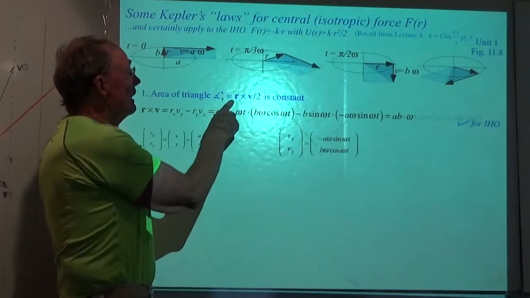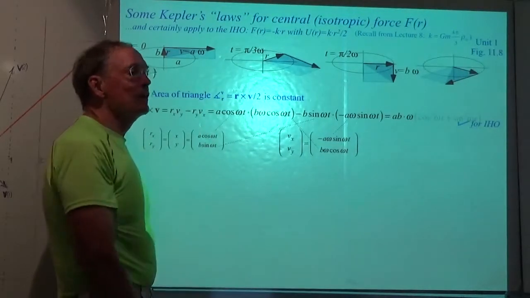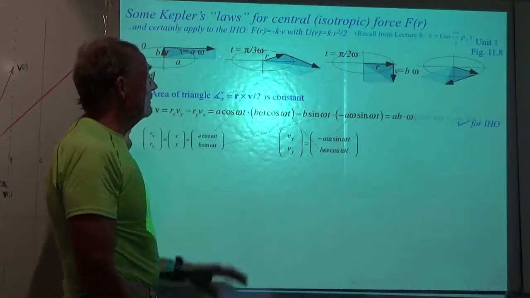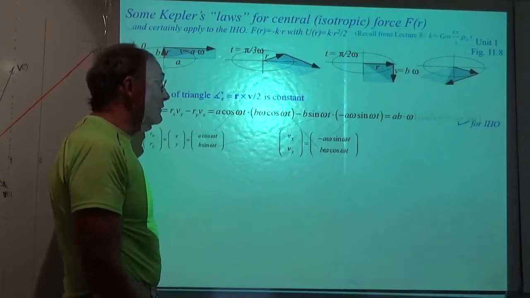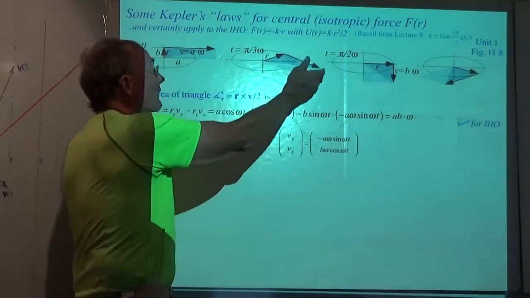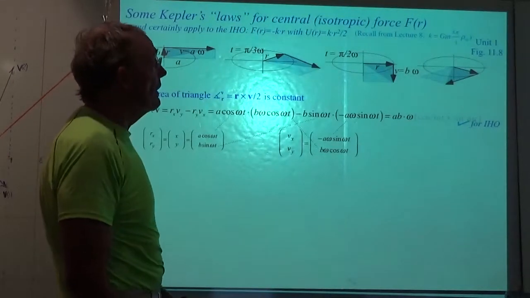Area of a triangle. Now, what is the area of a triangle in vector notation? It's 1/2 of r cross v. 1/2 of r cross v is an area of a triangle. Okay? R cross v, without the 1/2, is the area of this thing that you put together from the triangle, two equal parts.